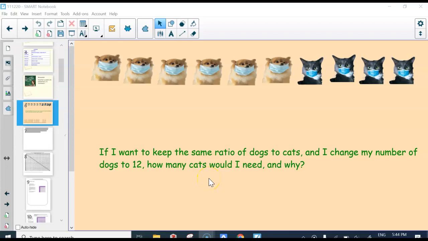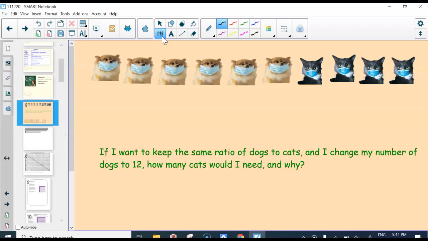We're going to go ahead and warm up with a problem kind of like yesterday's. So I have my dogs and I have my cats. And I want to know, if I want to keep the same ratio of dogs to cats and I change my number of dogs to 12, how many cats would I need and why?